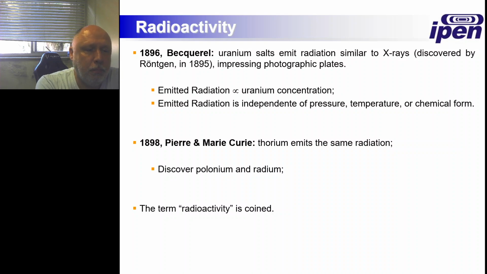Two years later, Pierre and Marie Curie noticed that thorium emits the same radiation. Also, doing some studies, they discovered polonium and radium, which were even more radioactive. And that's where the term radioactive comes from, because the same mass of radium emitted 10 times more radiation than that mass of uranium, and thus radioactivity.